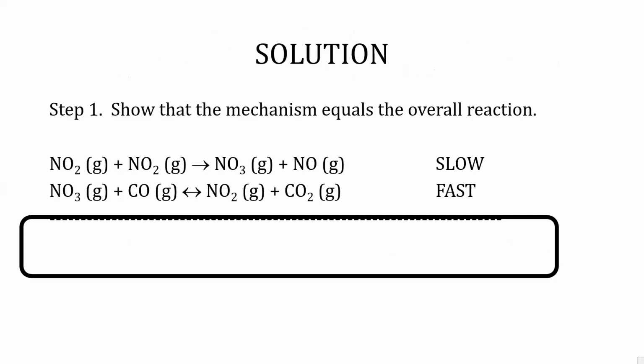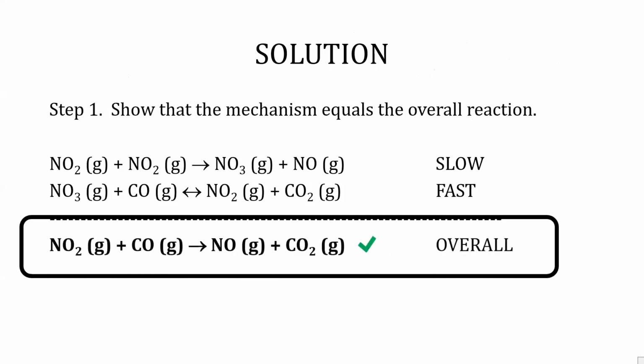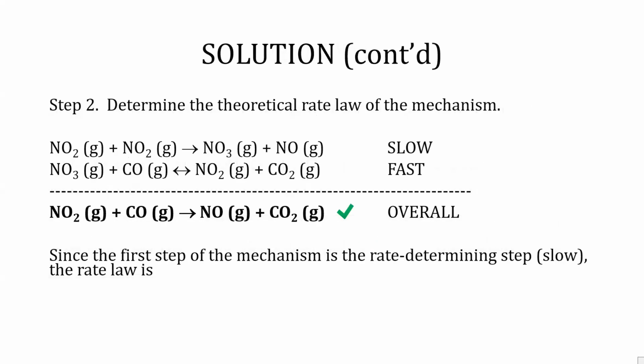Show that this mechanism supports the experimental rate law. Step 1 is to show that the mechanism equals the overall reaction, which it does. Step 2 is to determine the theoretical rate law of the mechanism. This is based on locating the slow step or rate determining step. In this case, since the first step of this mechanism is the rate determining step, the theoretical rate law is rate equals K times concentration of NO2 squared.